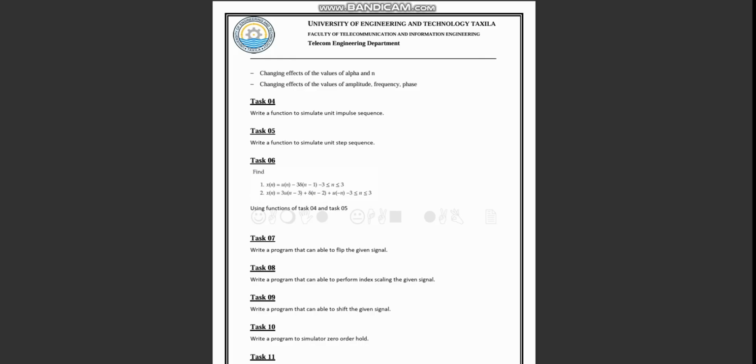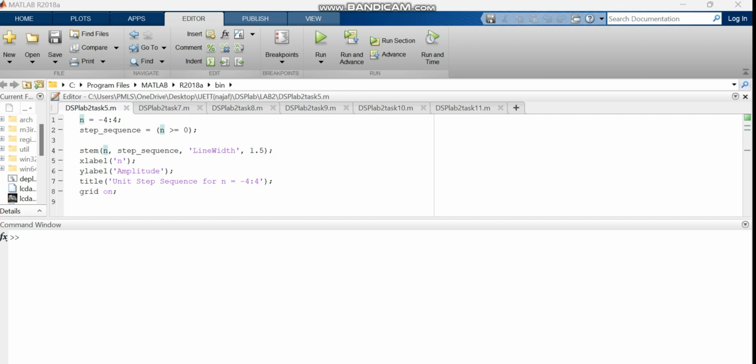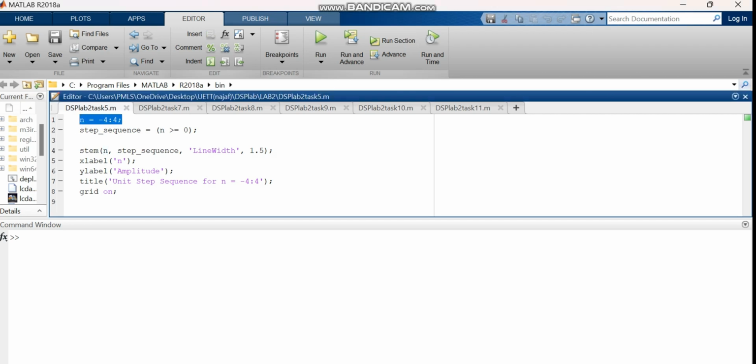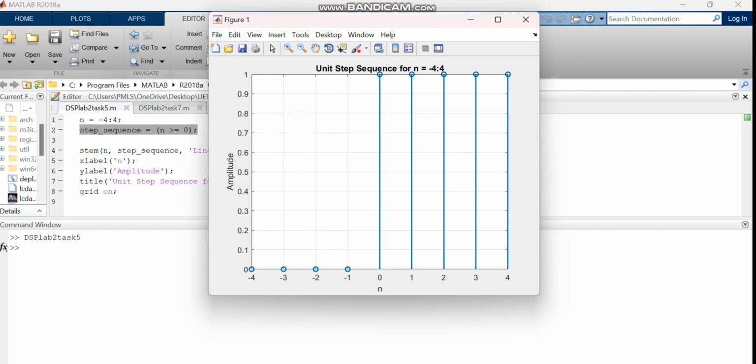In task number 5, we have been asked to write a function to simulate unit step sequence. Here the range for the step sequence is from minus 4 to 4, and the function we have made is of the name step sequence. Now if we run the code, we get the respective unit step sequence graph for the range of minus 4 to 4. And as unit step is 0 for less than 0, we don't get any value for the values less than 0.